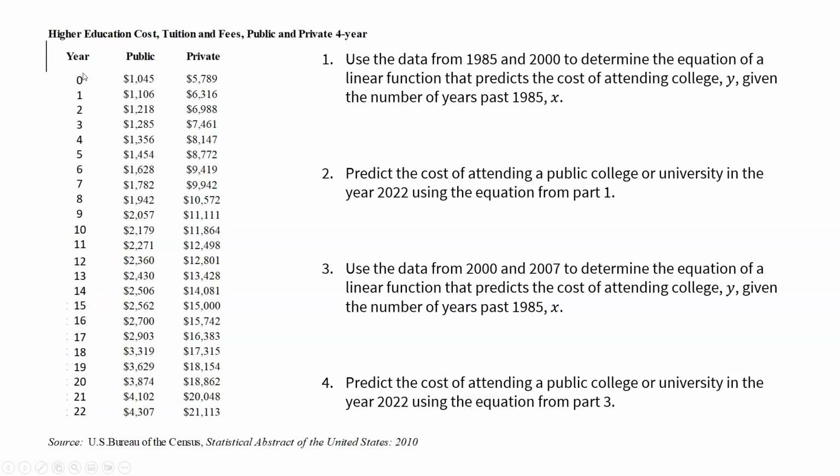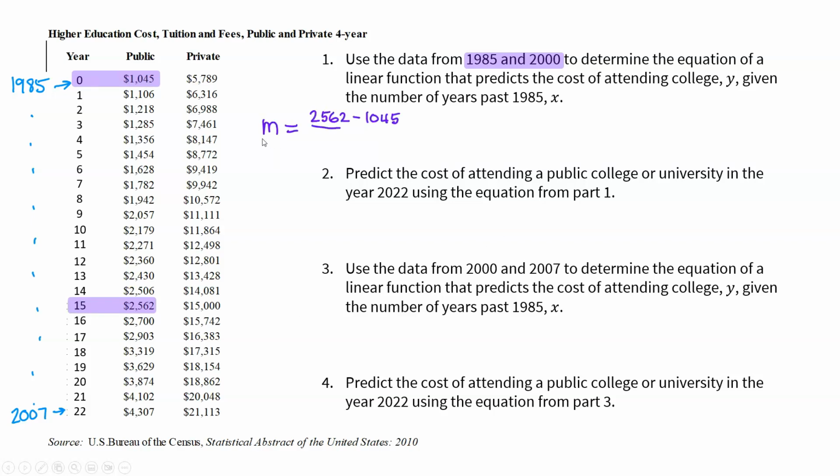So these all become the values, 1985 being 0, 2007 being 22, and of course all those in between. Anything that would go beyond that, you'd have to adjust accordingly. We're going to focus on the public data at this point. To write the equation using those two values, 1985 to 2000, you're just going to use these as ordered pairs. So you have (0, 1045), which would be a y-intercept, and (15, 2562).